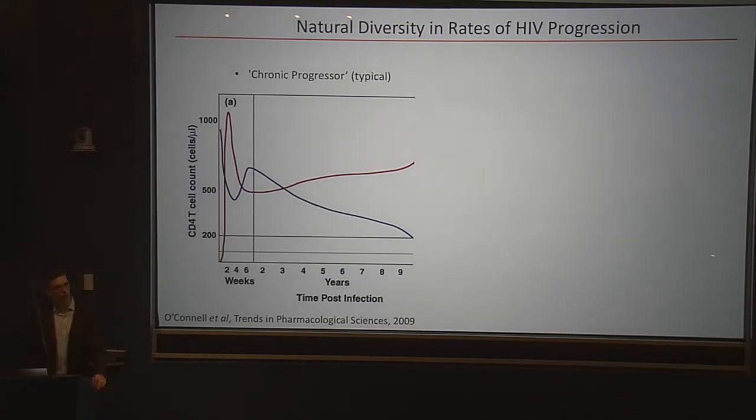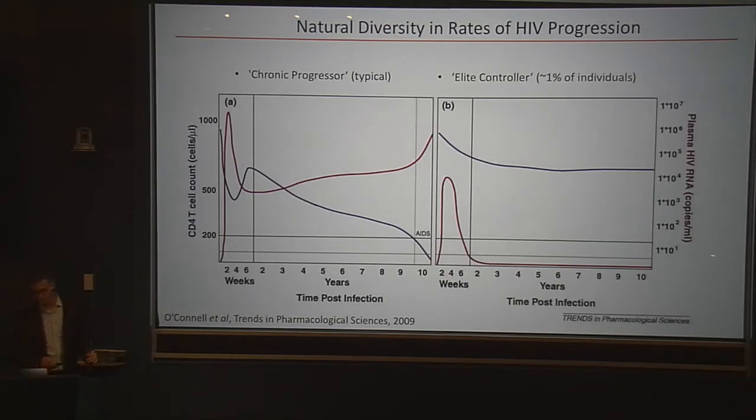So if we want to know how we might leverage the immune system to control HIV, the first thing we might want to do is learn from nature and look at different outcomes that occur in natural infection. So I told you about the natural course of HIV that happens in most individuals. About 1% of individuals are something that we call elite controllers. These individuals are able to control HIV to undetectable levels without antiretroviral therapy. Their CD4 counts are stable, and they do really pretty well. So what is special and different about these individuals?